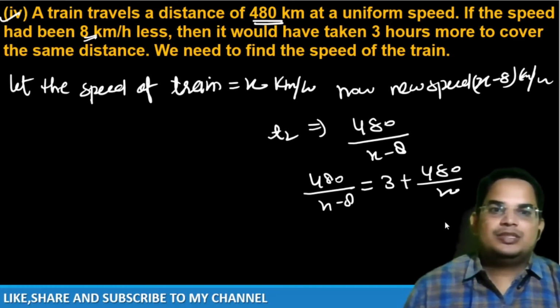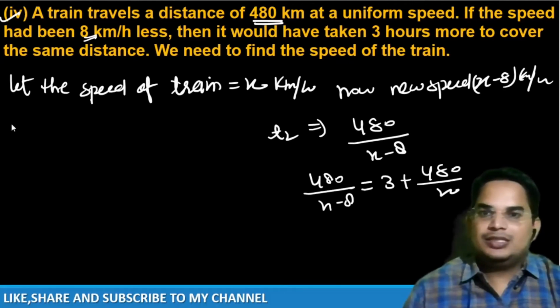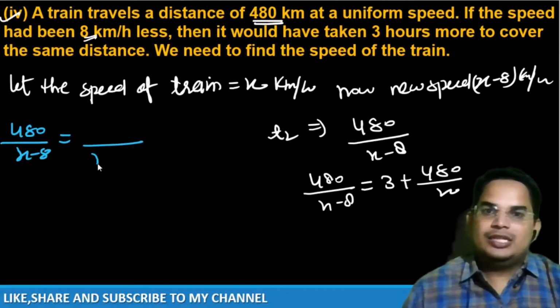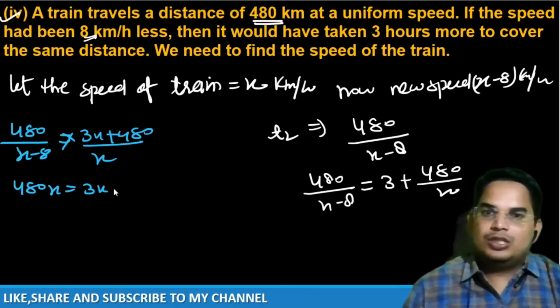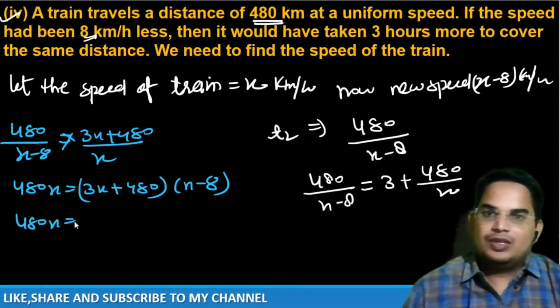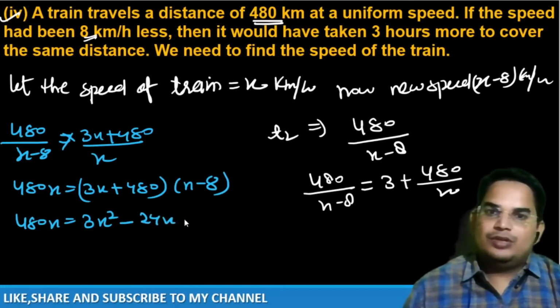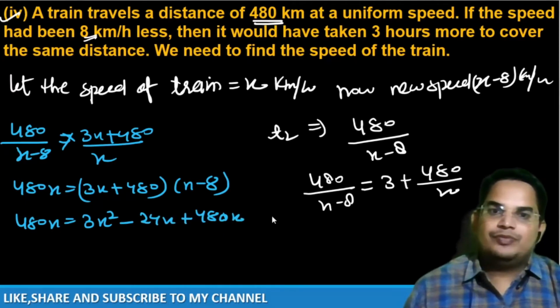480 upon x minus 8 is equal to, take the LCM x, it becomes 3x plus 480 upon x. Now do the cross multiply, it becomes 480 into x is equal to 3x plus 480 into x minus 8. Now I will do the multiplication. This is 480x is equal to 3x square minus 24x plus 480x, and after this 480 into 8.